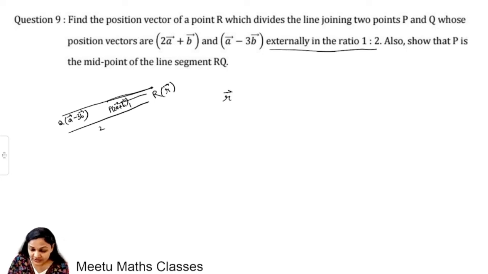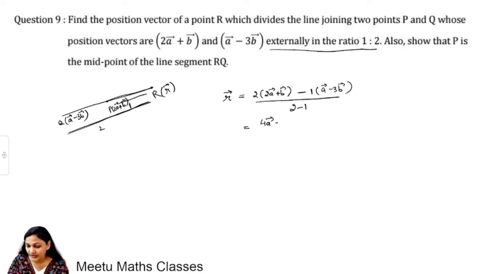So the section formula says 2 into position vector of P plus minus 1 into position vector of Q, upon 2 minus 1. So R will be equal to 4a plus 2b minus a plus 3b upon 1, or the required vector R is 3a plus 5b. So this is the required position vector of R.